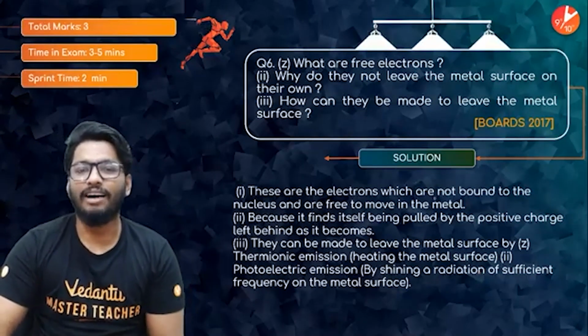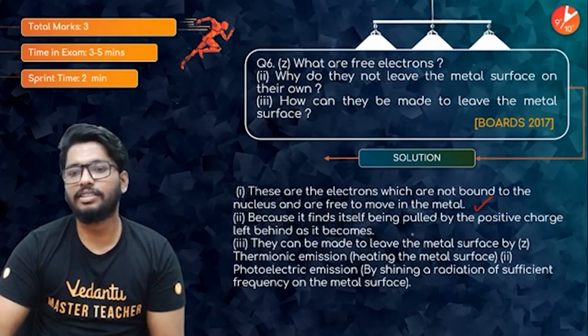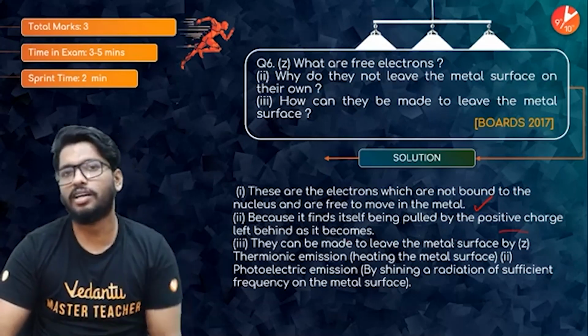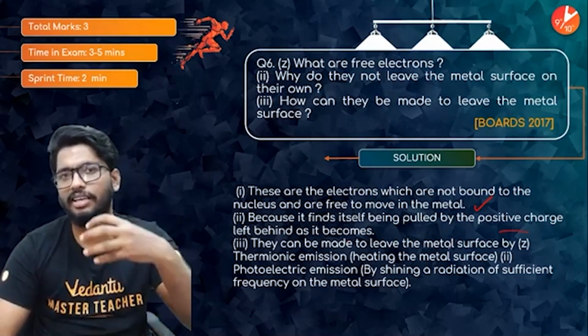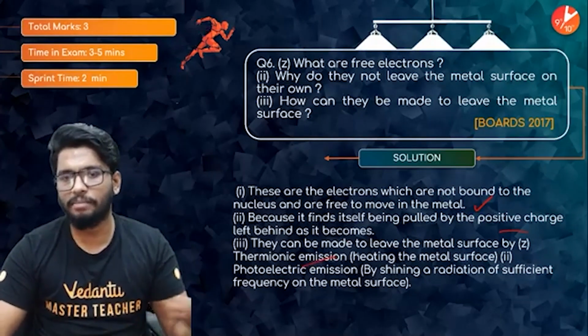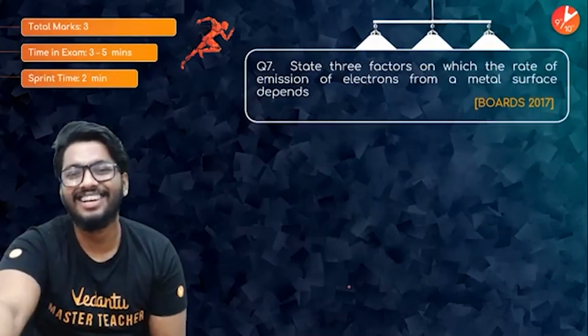There are electrons which are not bound to the nucleus, which are free to move, what is called the free electron, because they are being pulled by the positive charges which are left behind. That is one of the reasons why they can't move out on their own. Third is that they can be made to leave by either thermionic emission or by photoelectric emission. Both of these are the right answers, right?